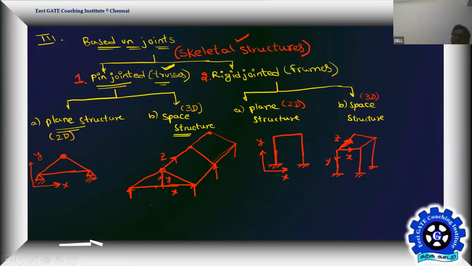Listen, why am I talking only about skeletal structures? Because throughout our structural analysis, we use only skeletal structures. Every element, every structure is considered like a skeletal structure, and we start designing it. So based on the joints, the skeletal structures are divided into pin jointed structures and rigid jointed structures. I hope it is clear to everyone.